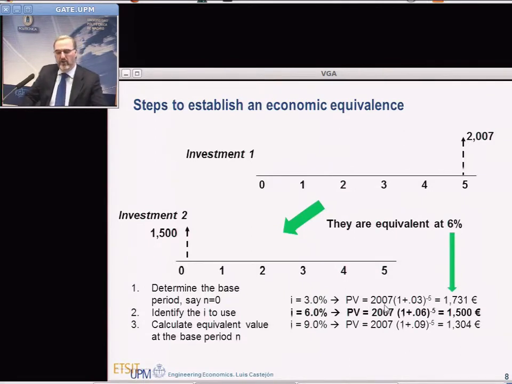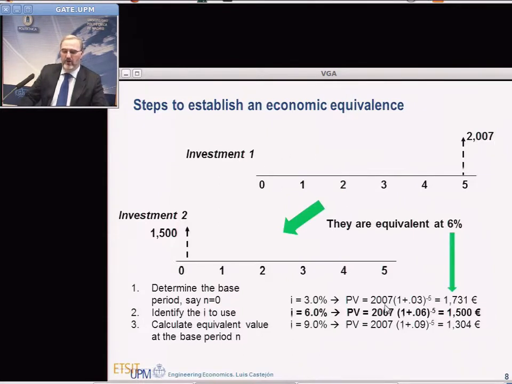What does it mean? The exercise I'm going to do is, if 5 years from now I have 2,007 euros, if I discount 2,007 euros at the interest rate of 3%, how much is it worth today? Inversely, you can say, what is the present value that at a 3% interest rate makes the worth in the future equal to 2,007 euros?